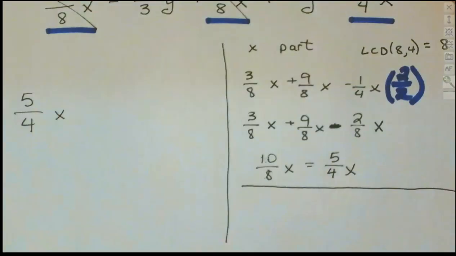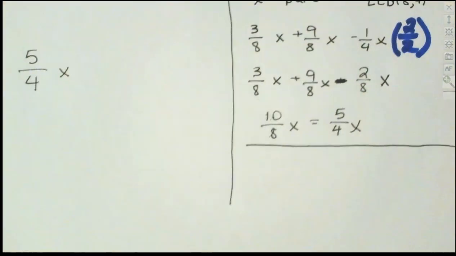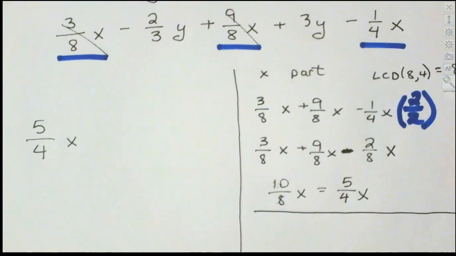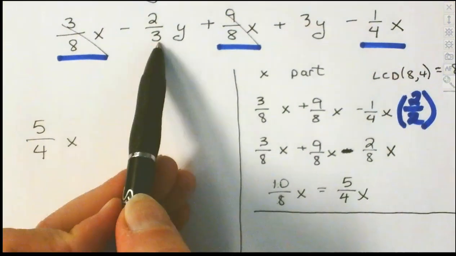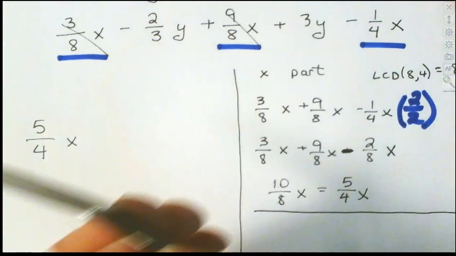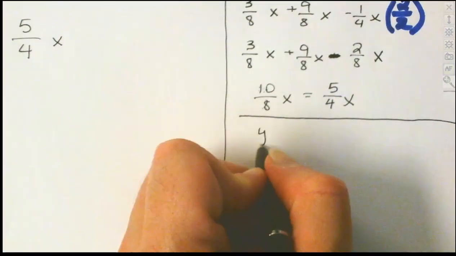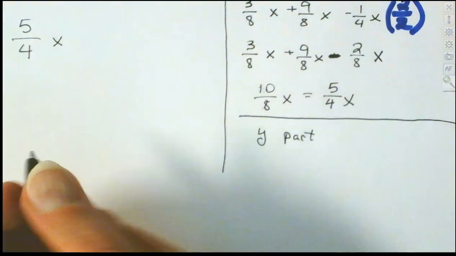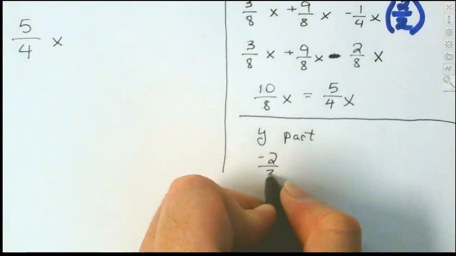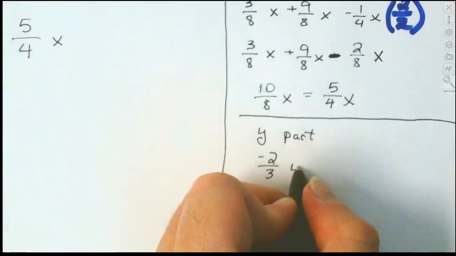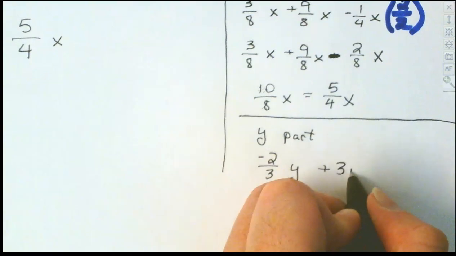The y part, let's see what we've got. We go back up and look. We have a minus 2/3 and a positive 3. So that's our y part. Minus 2/3 y and a positive 3y.